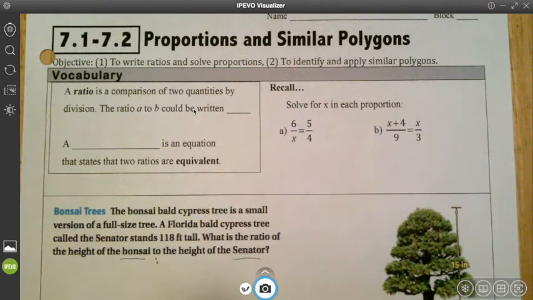Welcome to the Chapter 7 Part 1 notes. This will be 7.1, 7.2, and 7.3.